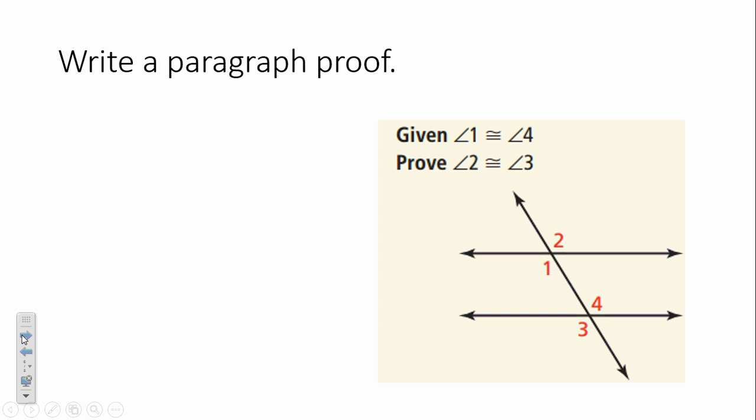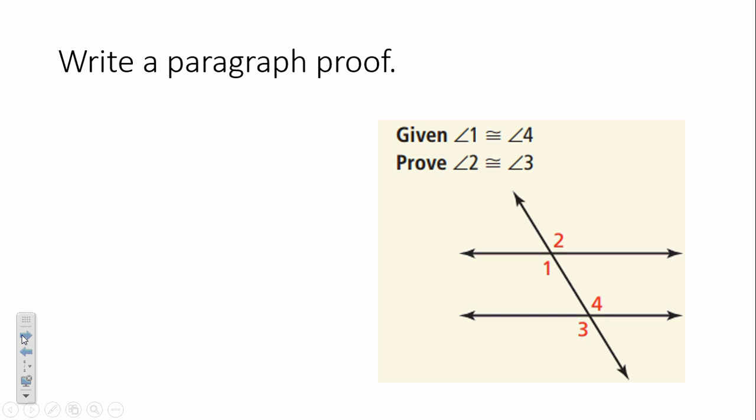Okay, so here we go. One last example. Now I want to show you a paragraph proof. And again, if this makes more sense to you, you're a writer and you're verbal and you'd rather do a paragraph proof than a 2-column proof, by all means, you can flip your paper over and write the paragraph proof on the back. Doesn't have to be 2-column. So, write a paragraph proof.